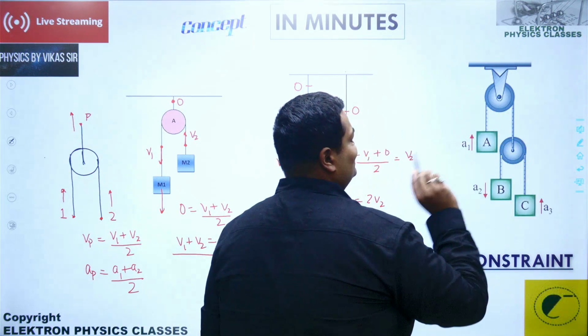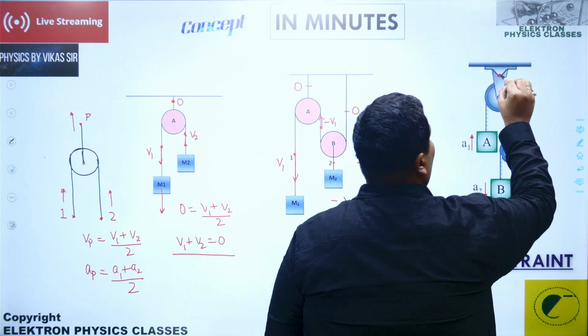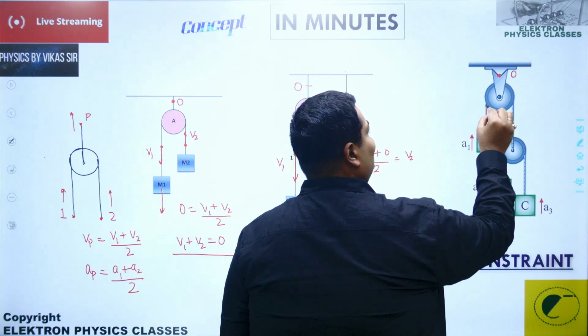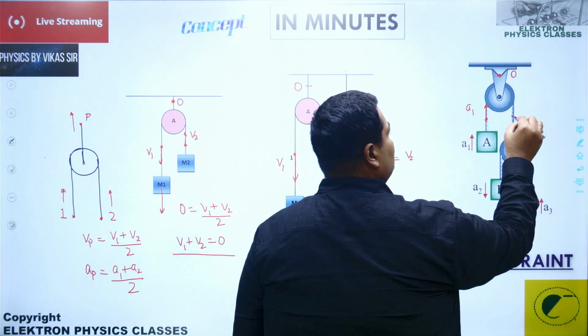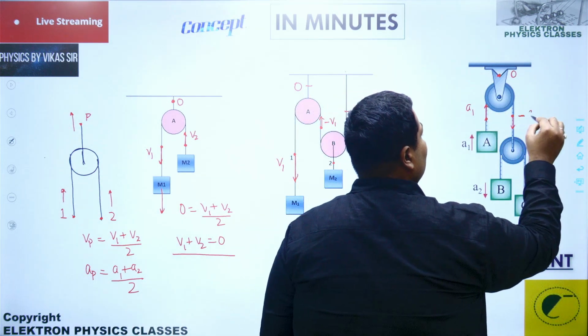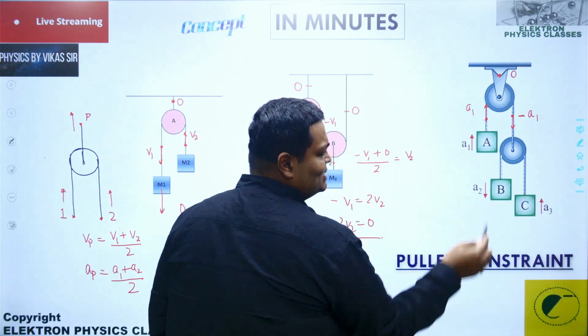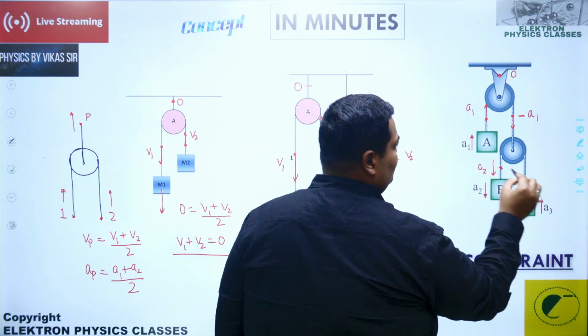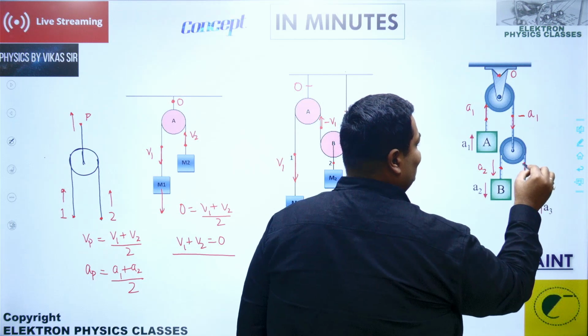connected via two pulleys, and very simple, this particular point is in a state of rest. Now, if this point is moving up with an acceleration a1, this point should be moving down with an acceleration minus a1. While, as the question states, this point is moving down with an acceleration a2, and this point is moving up with an acceleration a3.